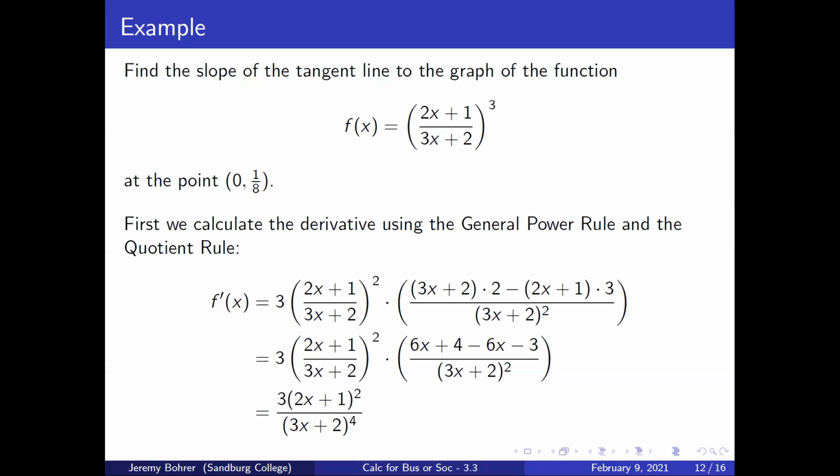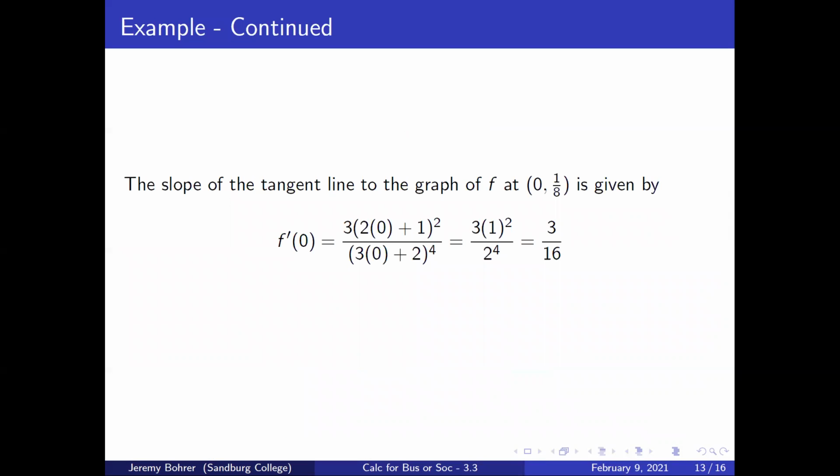which is 3(2x + 1)² over (3x + 2)⁴. The slope of the tangent line to the graph of f at (0, 1/8) is given by f'(0) = 3(2·0 + 1)² over (3·0 + 2)⁴, which is 3 times 1² over 2⁴, which equals 3/16.